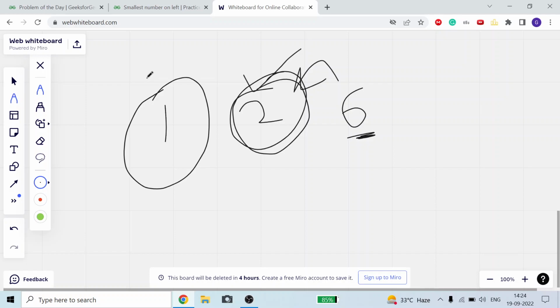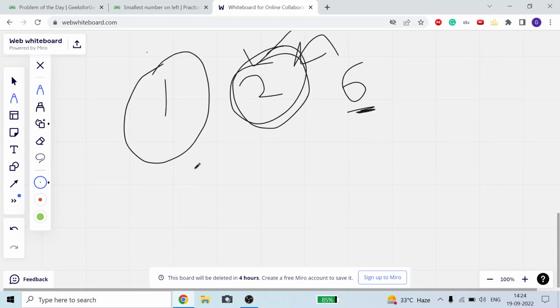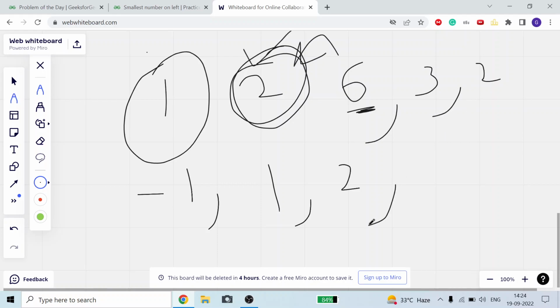If we have the array 1 2 6, then the answer should be like this: for 1 we don't have any number, so the answer will be -1. For 2 we have 1. For 6 we have 2. Now suppose there is another number 3, after 6, then for 3 the smaller number is 2, so the answer for 3 is 2. Now for 2 the answer will be 1.